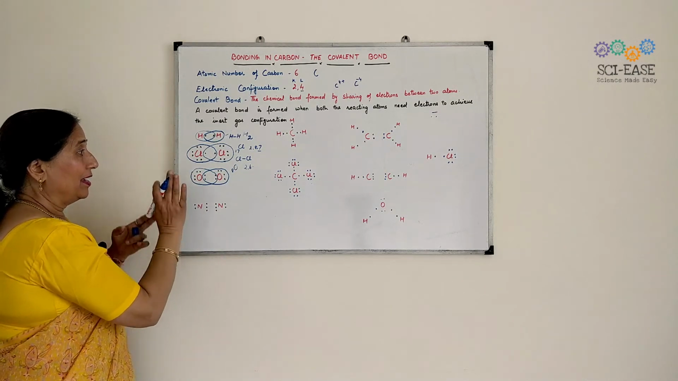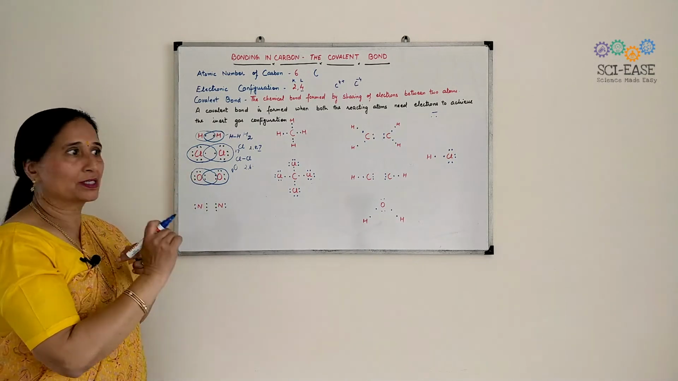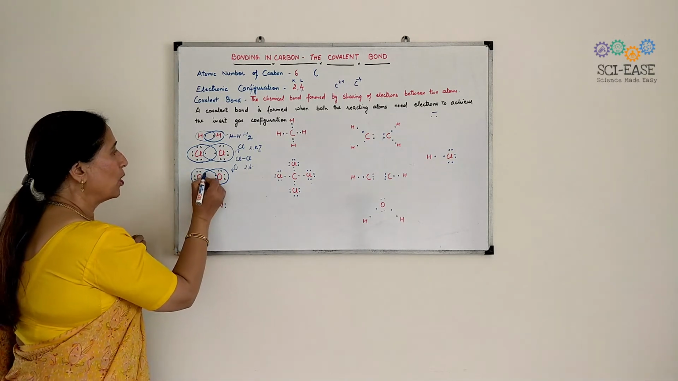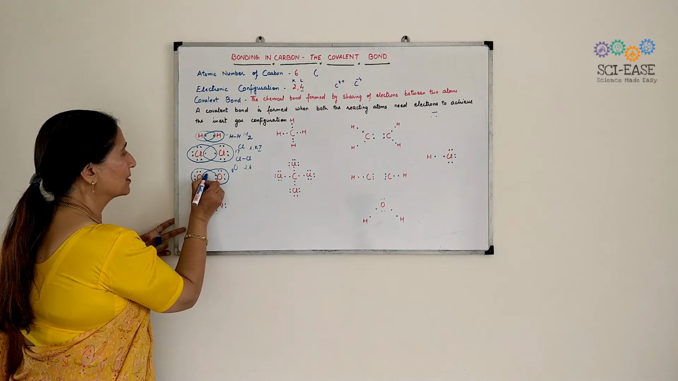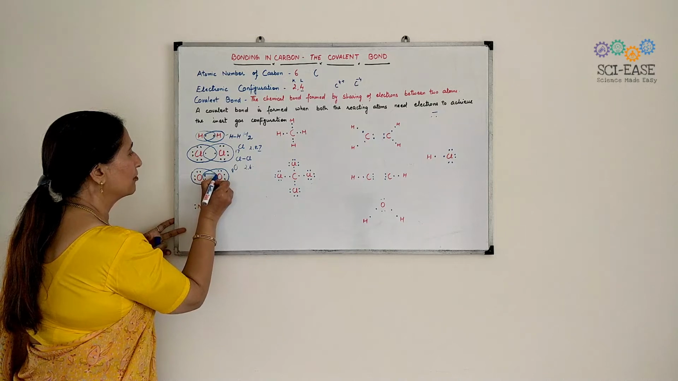Now, in order to complete the octet, it has shared 2 pairs of electrons. So how many bonds will be formed? Here there is bond formation, 2 bonds will be formed like this.